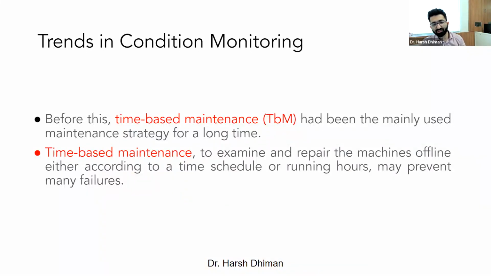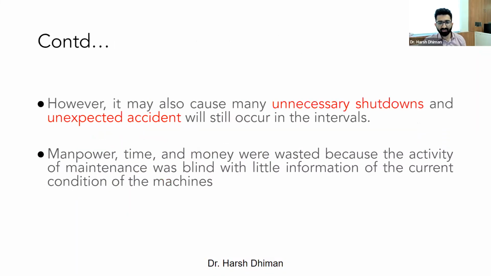Previously, what people used to do was time-based maintenance, TBM. Time-based maintenance is a maintenance procedure where you decide that at a fixed interval, you'll be taking out your machine for inspection. So, for example, I can fix a time, let's say 6 months from today, or 4 months from today, I'll be taking out my machine. Now, the major disadvantage of this particular procedure is that you are actually trying to take out your machine.